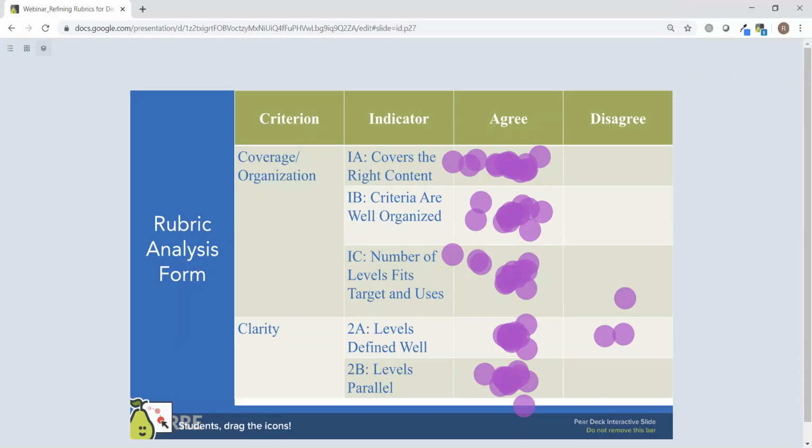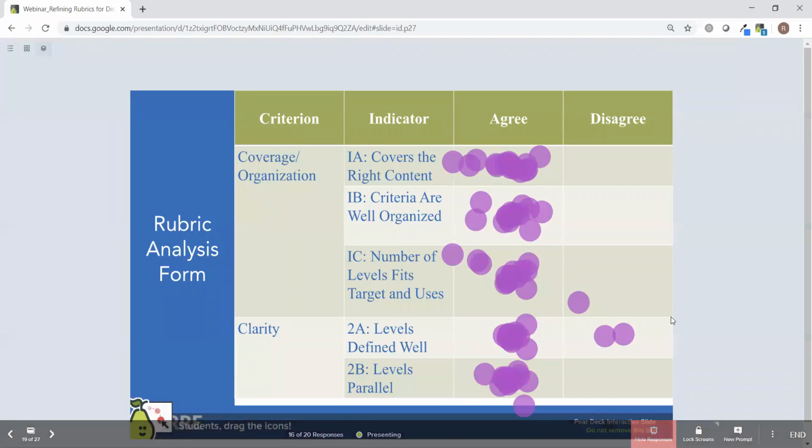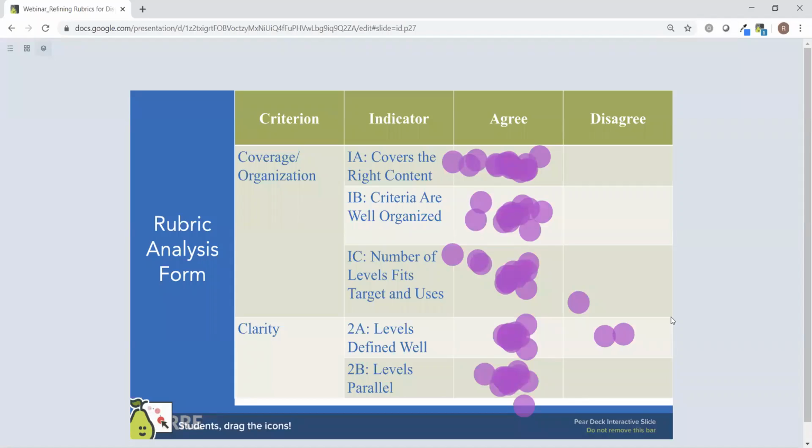Okay, yeah, I'll go down the list. So obviously, covers the right content. When you're setting up any assignment, you want to make sure, what's the goal that you have in mind? So the biggest thing is, is it asking the students, is it setting the students up to do what I want them to do, right? And then criteria well organized. Anytime in education, it's not even just with rubrics, in my opinion, I think it's with everything. It needs to be organized. So that's kind of where I fell in that one.